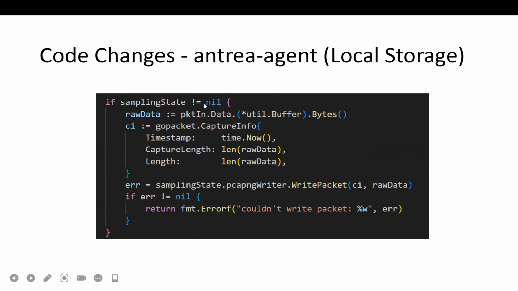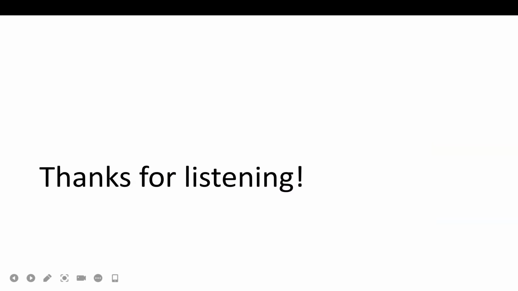And also, after we process the packet in message successfully, we then write the packet to a local file in the pcapng format. This is done by introducing a new library, which is gopacket. The gopacket is a library that provides support for the pcapng format, and it is officially maintained by Google. So this is all the content of my presentation. Thanks for listening.